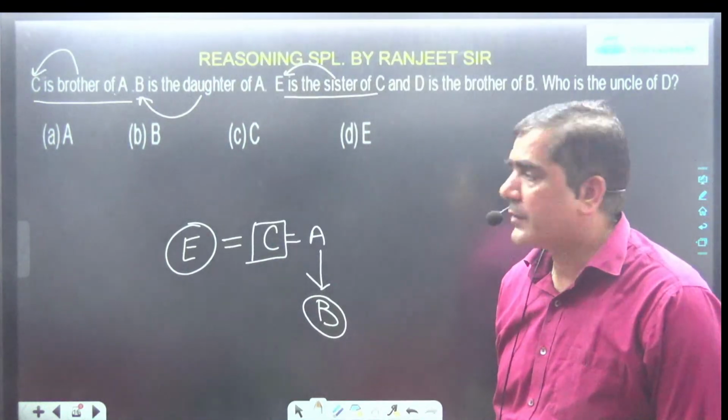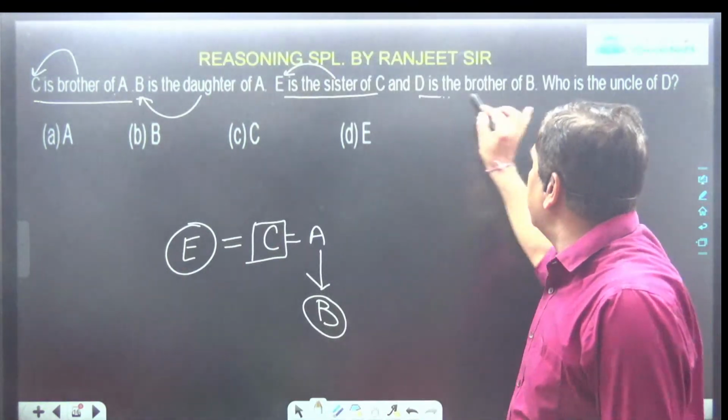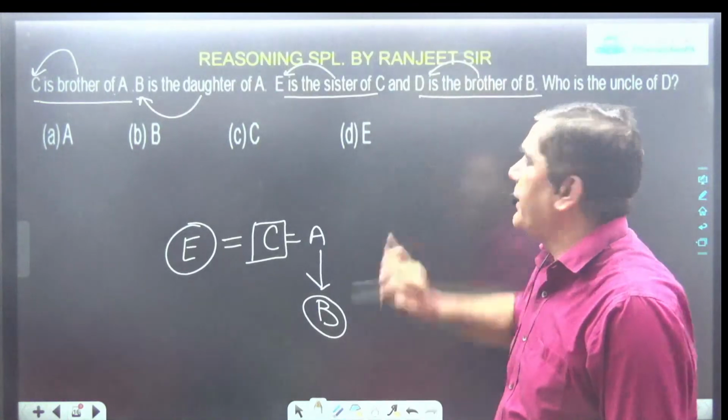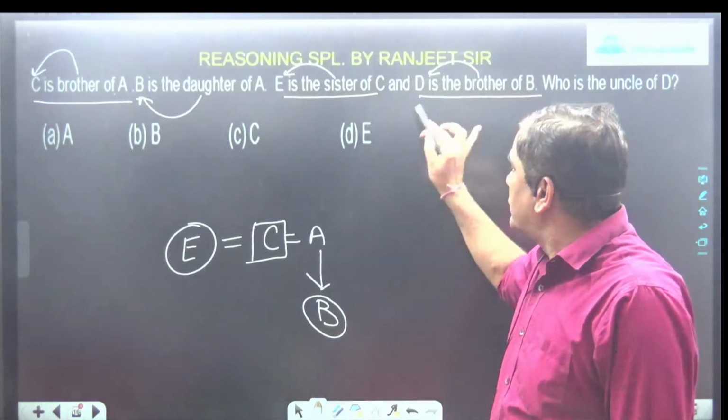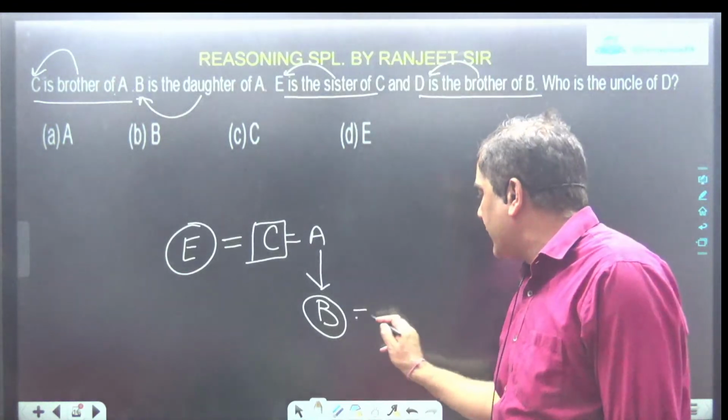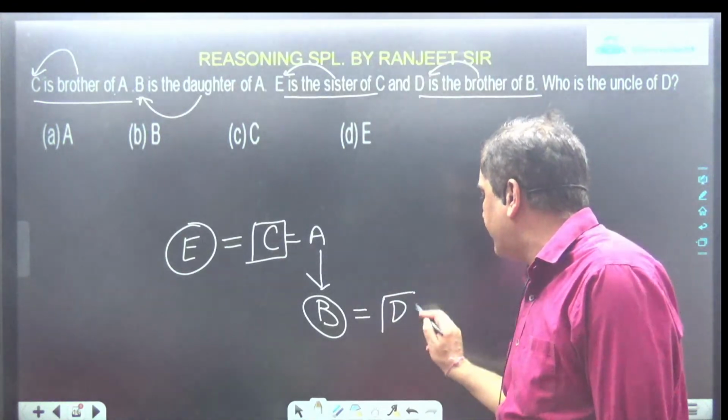Clear? Next one. D is the brother of B. Brother means D should be male. Just see, I can't find the gender of B from this statement. So D is the brother of B means what? B. So D will be over here, and D is nothing but brother.